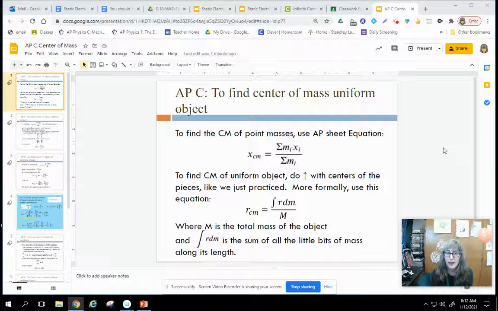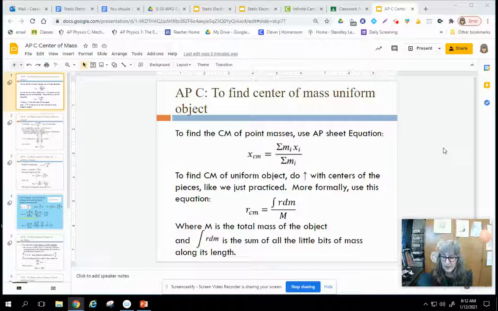So then we took a look at finding the center of mass of a uniform object, and that's what we just did in practice. You're basically just doing the exact same thing, except that you're doing that with the centers of the pieces of your object, just like we practiced. But more formally, we use this equation where r of the center of mass is equal to the integral of r dm over capital M, which is our total mass of the object.